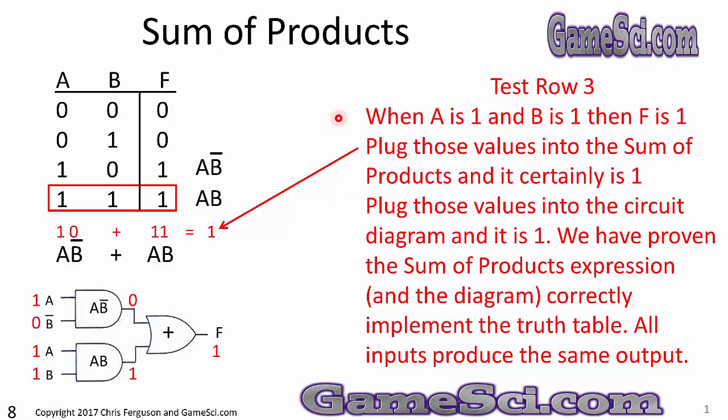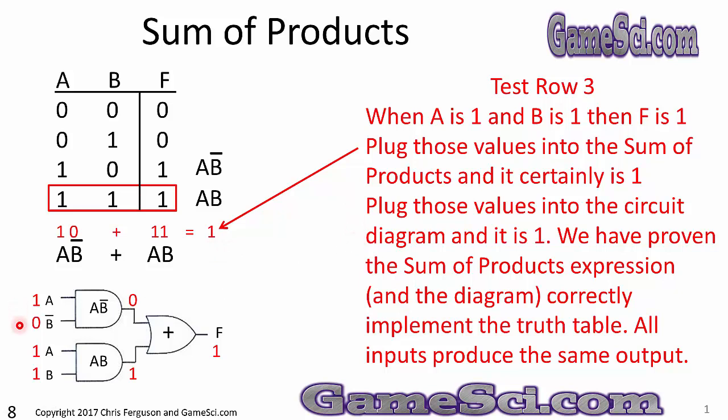When A is 1 and B is 1, the output F is 1. When A is 1, B is 1, the output of the truth table is 1. Plug these values into the sum of products and it certainly produces a 1. If A and B are both 1, this expression produces a 1. If you have a 1 on either side of the OR statement, the output of the sum of products has to be a 1. Plug the same values into the circuit diagram and it produces a 1.